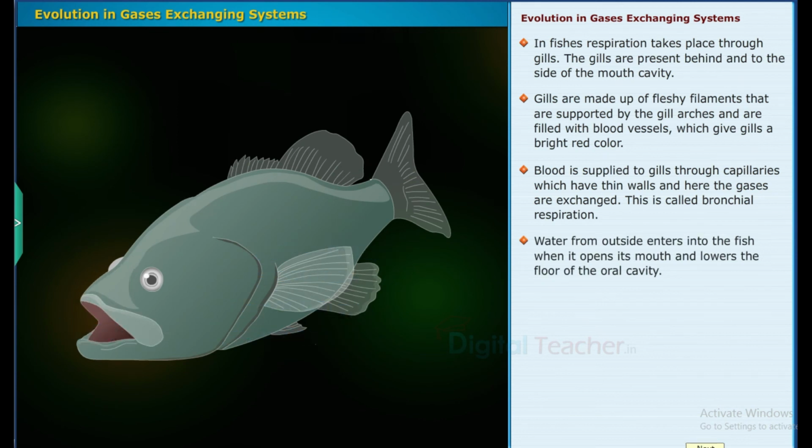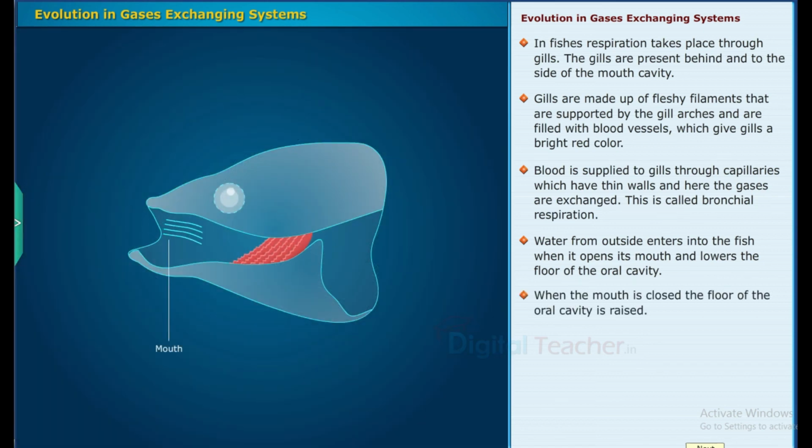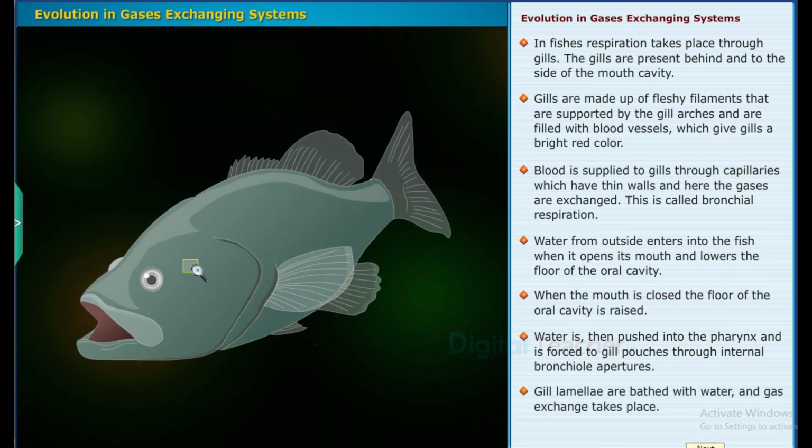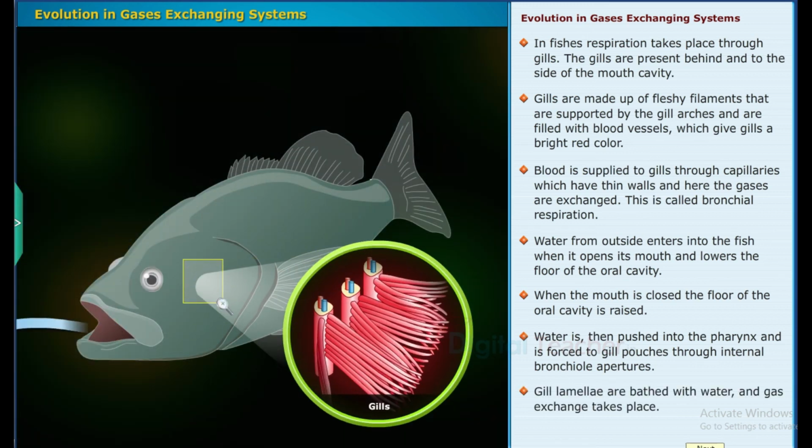Water from outside enters into the fish when it opens its mouth and lowers the floor of the oral cavity. When the mouth is closed, the floor of the oral cavity is raised. Water is then pushed into the pharynx and is forced to the gill pouches through internal branchial apertures. Gill lamellae are bathed with water and gas exchange takes place.